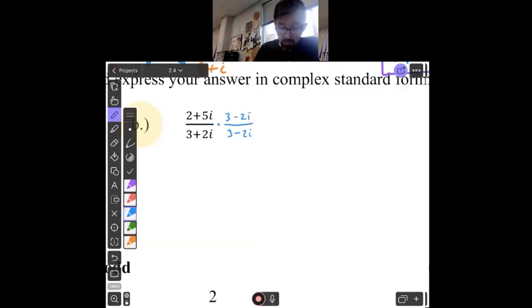Right? And that does keep balance because 3 minus 2i divided by 3 minus 2i really equals 1. Right? So we're just multiplying our problem by 1. So the value doesn't change. Right? That wasn't our goal, not to change its value. Our goal is to change the way it looks, to get the i out of the denominator. Okay? So we're multiplying by 1, but with the goal of just changing the way it looks.